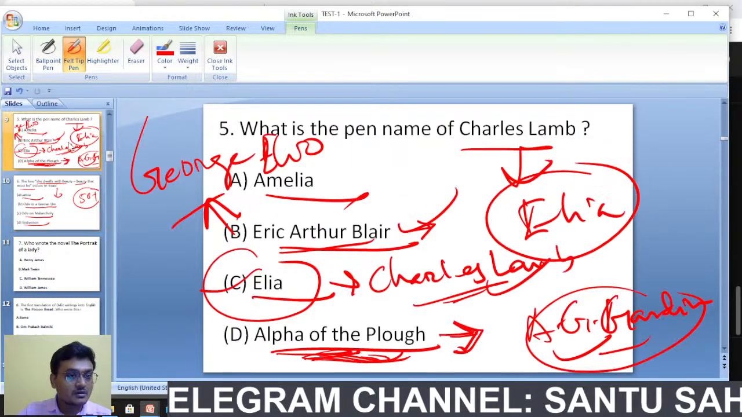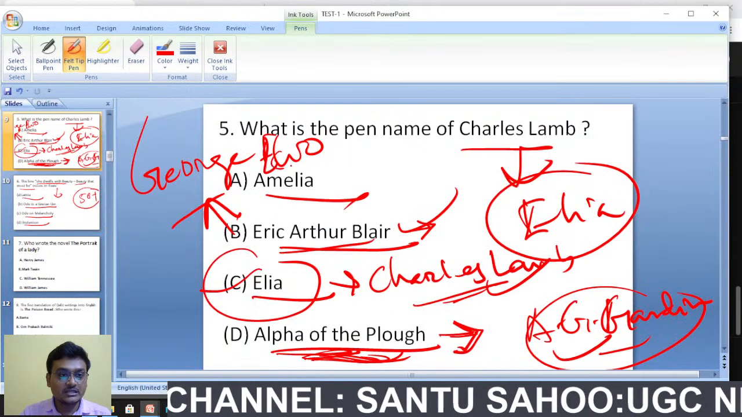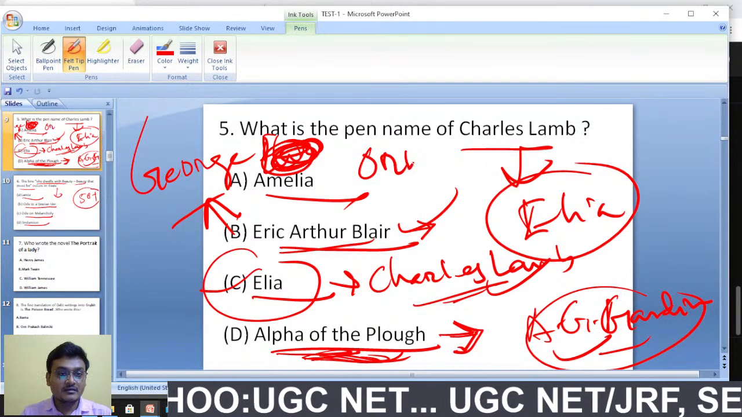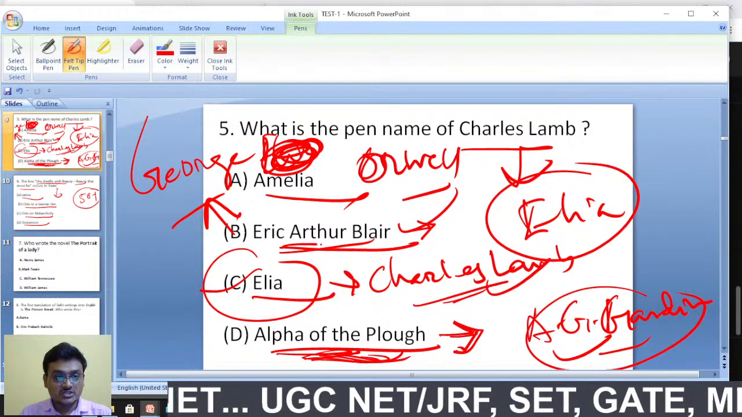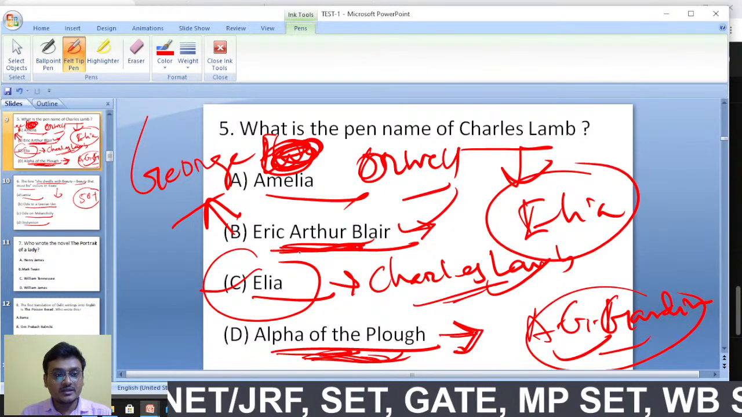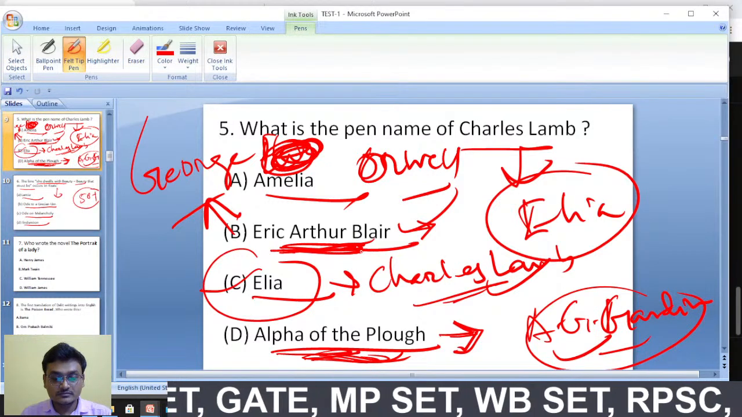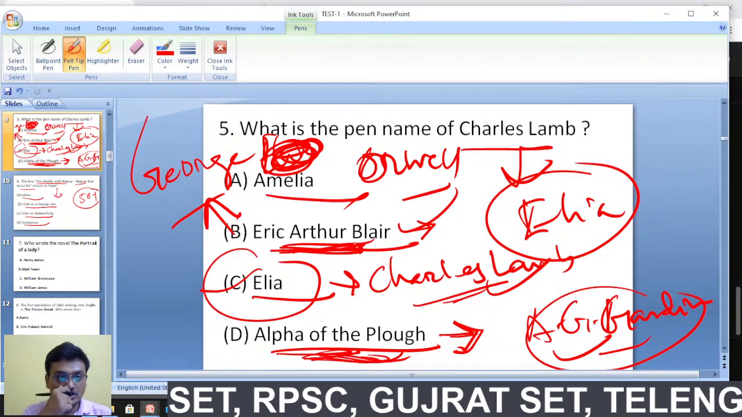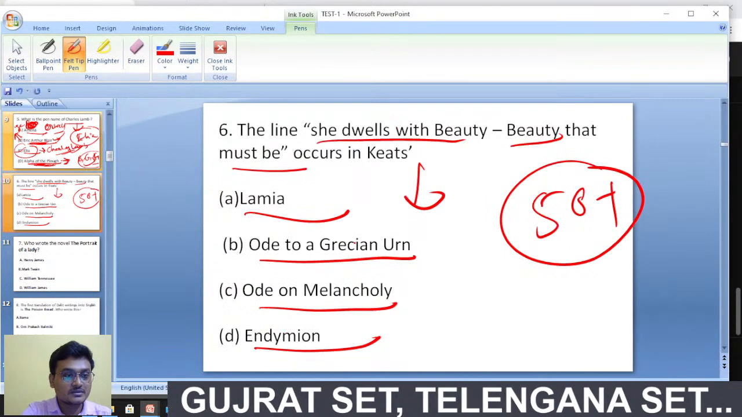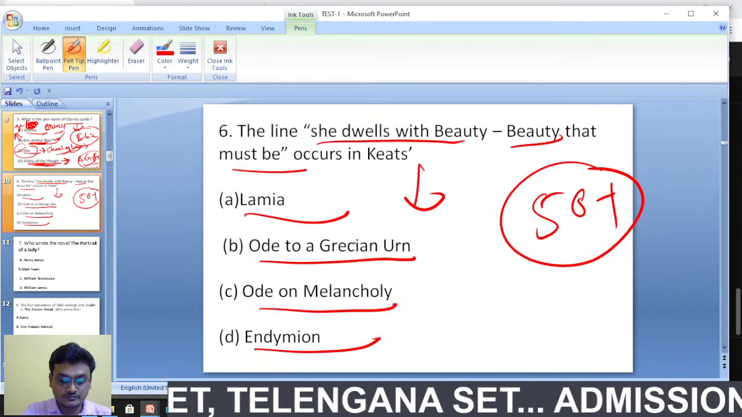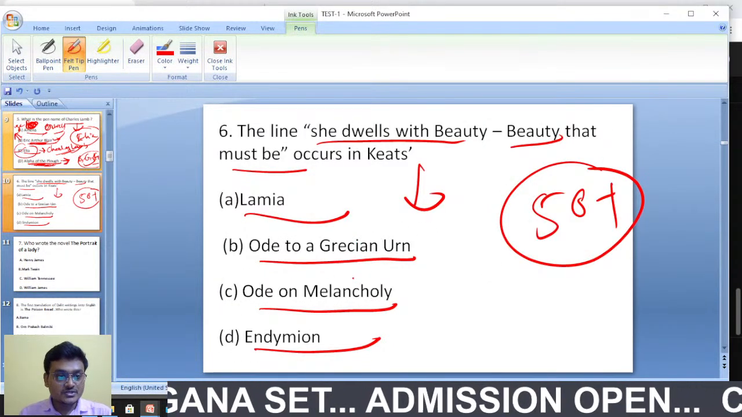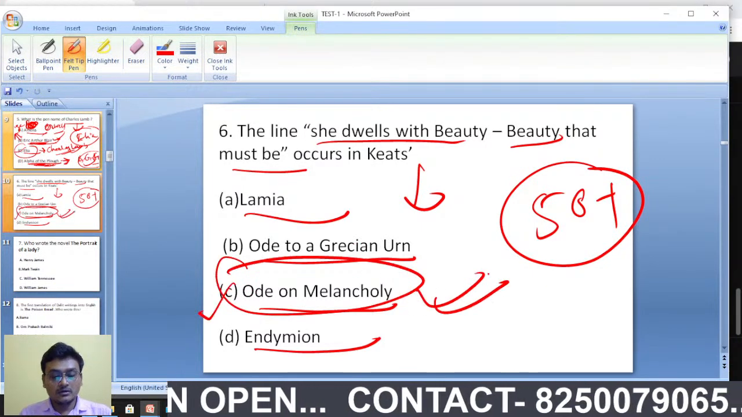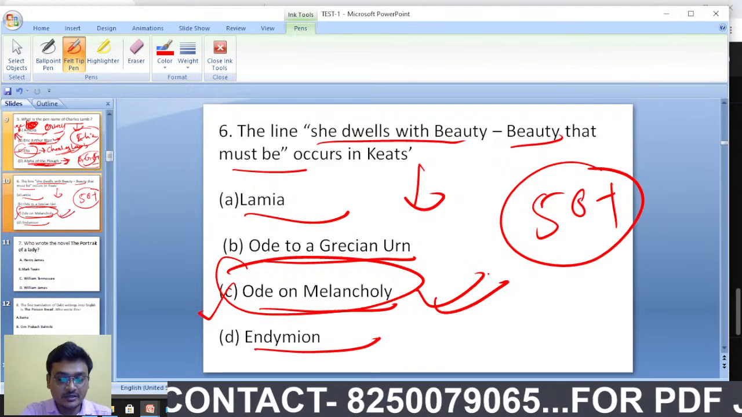Which one? George? Okay, sorry. It was George Orwell. Eric Arthur Blair. I am extremely sorry. That is George Orwell, Eric Arthur Blair. Okay? So, Ode on Melancholy. Exactly, it's Ode on Melancholy. Ode on Melancholy is the right answer. These lines appear in Ode on Melancholy.